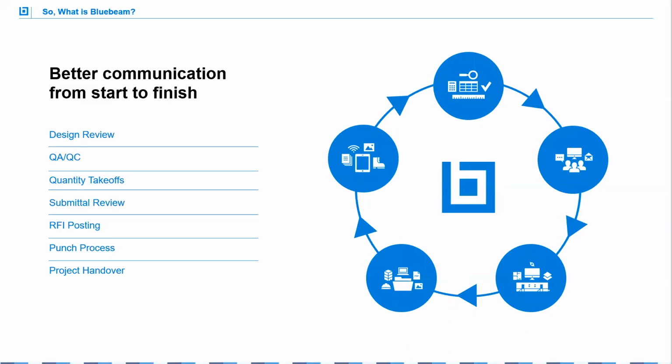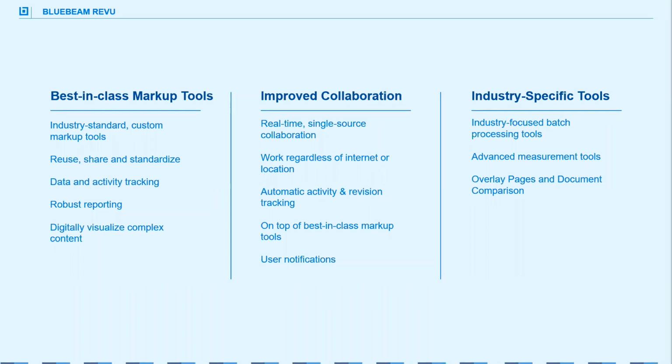So just like I mentioned there, Bluebeam Revu is software to help you communicate better. It's based on a PDF workflow that enables you to do things like design review, QA, QC, quantity takeoffs, submittal reviews, RFIs, and much, much more. So Revu does this by giving you best-in-class markup tools. It improves collaboration with industry-specific tools, a few that are listed there on the slide.